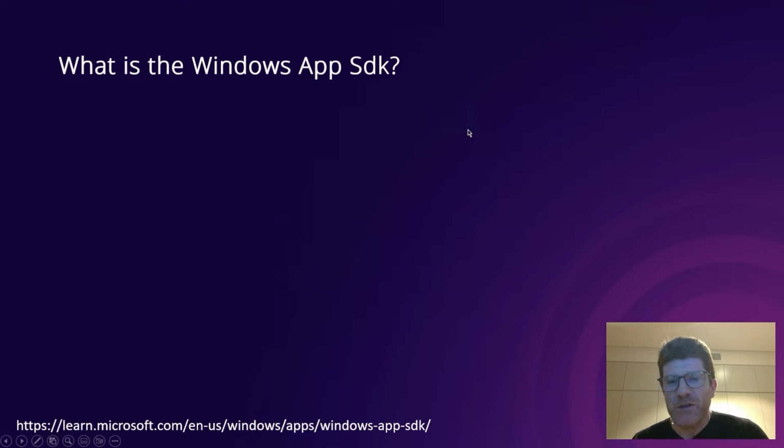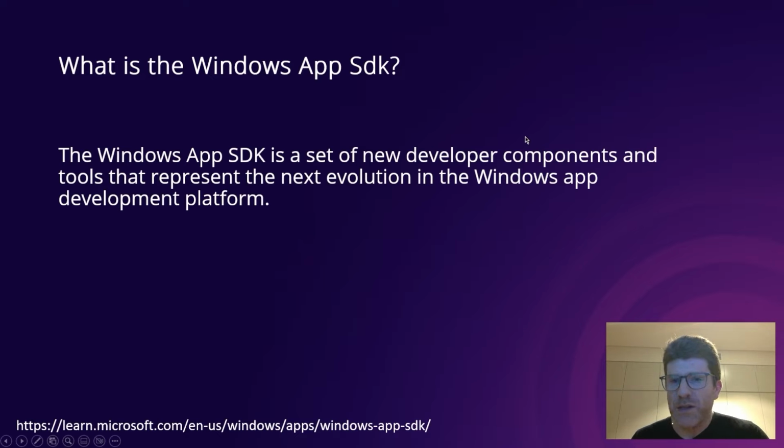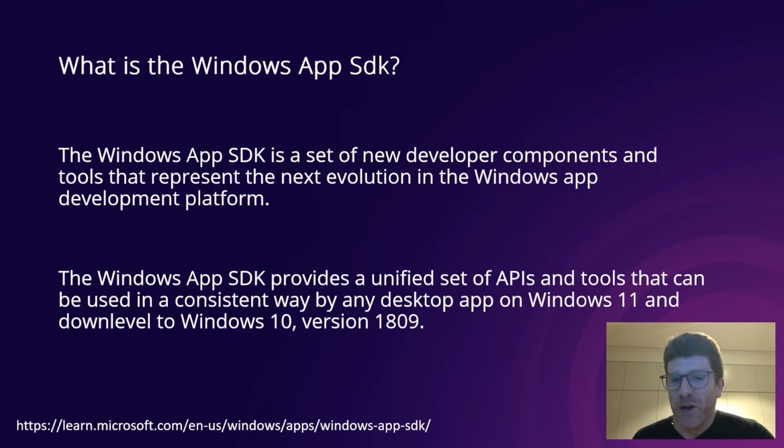What is the Windows App SDK? Well, according to Microsoft, it is a set of new developer components and tools that represents the next evolution in Windows app development platform. It also provides a unified set of APIs and tools that can be used in a consistent way by any desktop app on Windows 11 and down level to Windows 10. So essentially, this means that Microsoft is looking at using the Windows App SDK as the delivery vehicle for new developer APIs and features that will be coming to the platform.